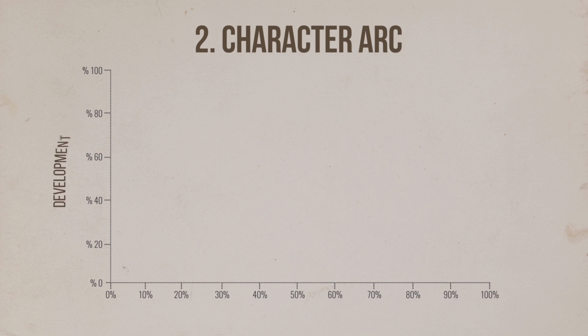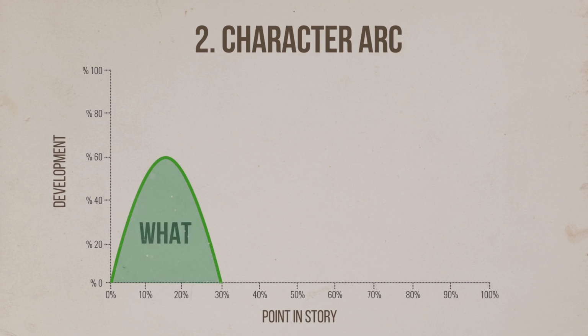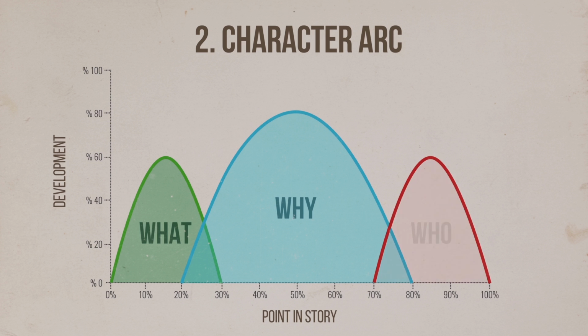Beginning with character arc, this can be viewed as a graph, with development on one axis and the point in the story on the other. This allows you to control which dimension to explore when and to what extent. For example, the what dimension is explored first, from the 0 to 30% point, the why dimension next, from 20 to 80%, and lastly the who dimension, from 70 to 100%.